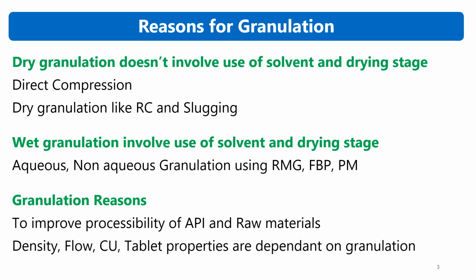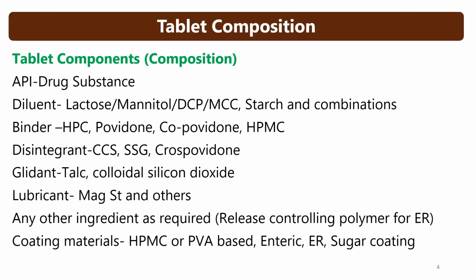Wet granulation involves the use of solvents, so a drying stage is involved. While in dry granulation, like direct compression and dry granulation using RC and slugging, these techniques don't involve the use of solvents and thus drying is not there. Wet granulation involves the use of solvent, and the solvents may be aqueous, non-aqueous or hydroalcoholic. Wet granulation can be performed by using the RMG, FBP and PM. PM is planetary mixer. So these equipments can be used to perform wet granulation.